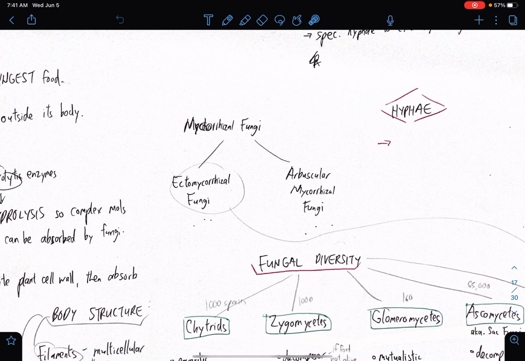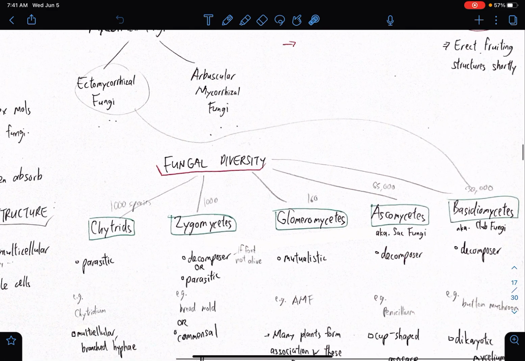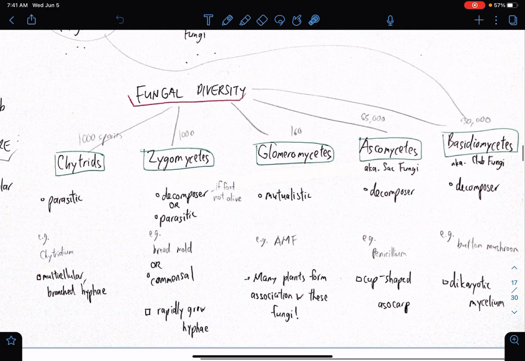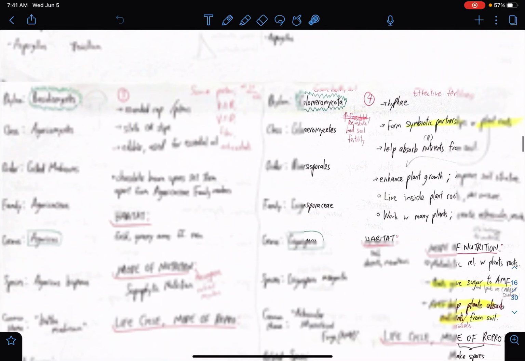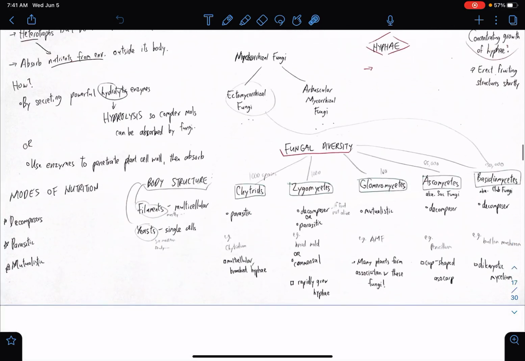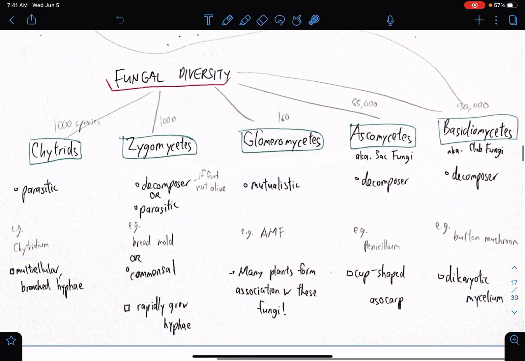Mycorrhizal fungi is divided into two types: ectomycorrhizal fungi and arbuscular. I mentioned this earlier. Fungal diversity: we have five. I'm not sure if these are phyla, but wait a while. Yes, I think they are phyla. I think this is a summary of everything.